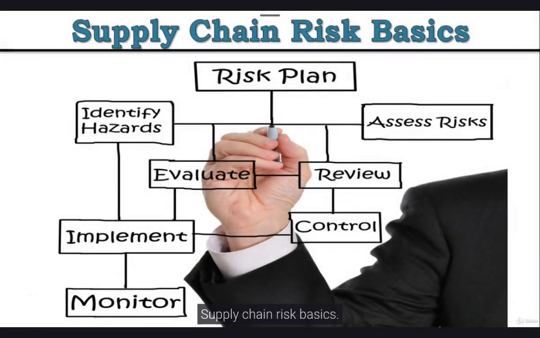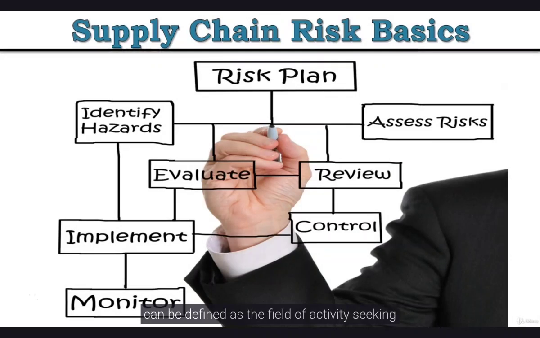Supply chain risk basics. In general, enterprise risk management can be defined as the field of activity seeking to eliminate, reduce, and generally control pure risks. While the terminology can differ from author to author, a systematic risk management process usually comprises the stages of risk identification, risk analysis, risk management in the narrow sense, and risk monitoring.